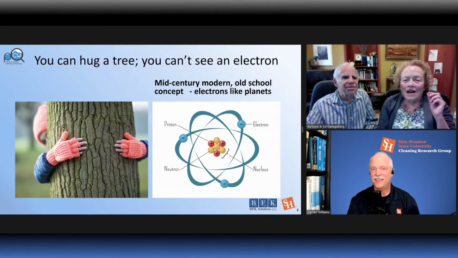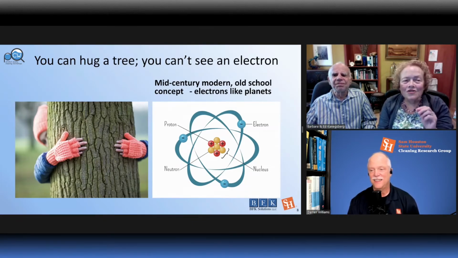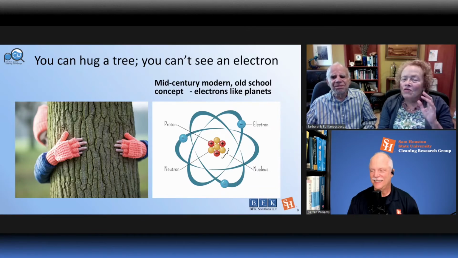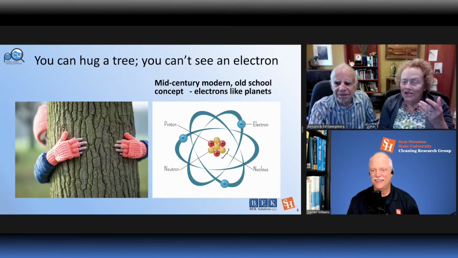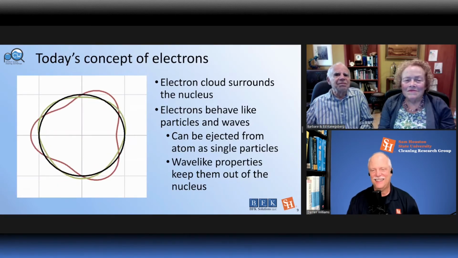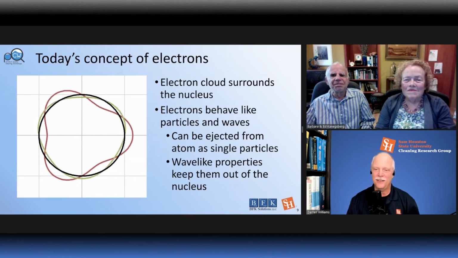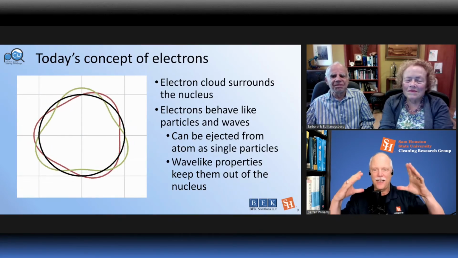And I think it's important to understand that you can hug a tree, but you really can't see an electron. Back in the day, I guess the 50s, 60s, the mid-century modern old school concept was that the electrons whirled around the nucleus, kind of like planets. And no, that's not the way we look at it today. That's right. Today, it's the wave nature of the electron that keeps it out of the nucleus. And so it really is like an oscillating electron cloud.